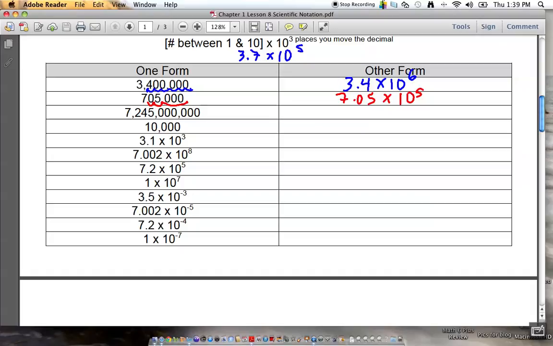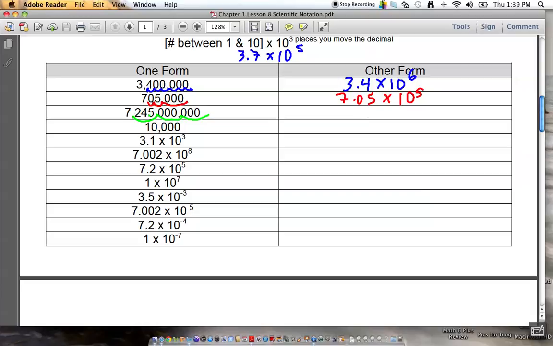Ready? Check it out. I like to move by 3s like the commas. So I go 3, then 3 more. I'm still not between 1 and 10. I actually have to go 3 more, right? Because I have to create a number between what and what? 1 and 10.